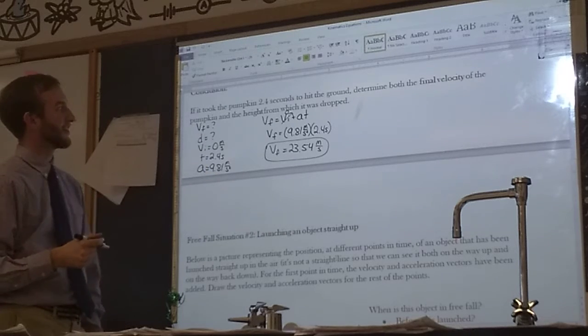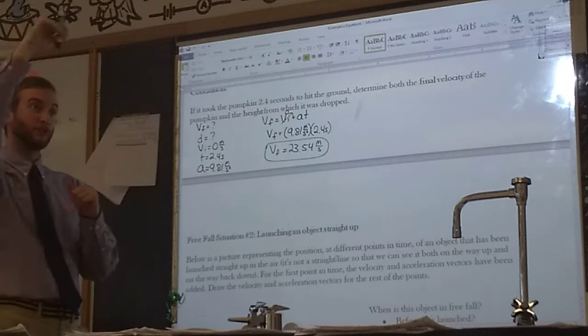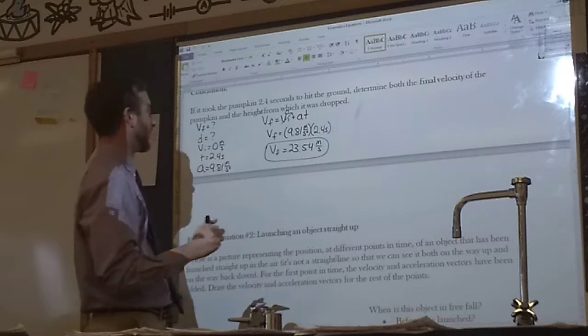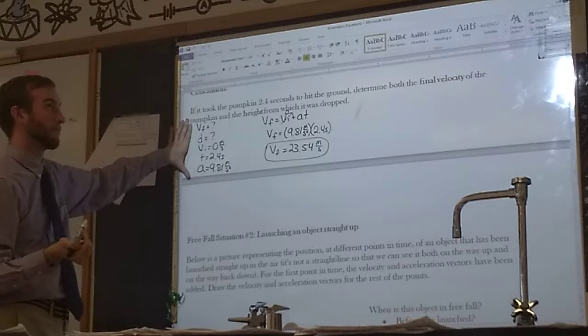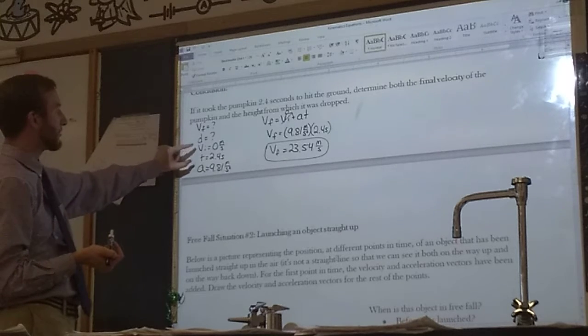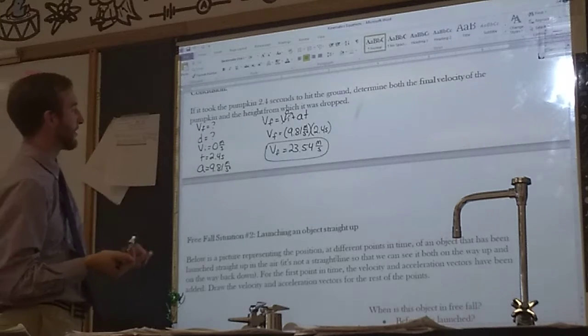We don't need to know that. We do need to know the distance, however, the height from which it was dropped. In other words, the distance it traveled from where it was dropped to the ground. Now I know I actually have a couple choices of equations I can use. I'm going to stick to the one that involves the three things I was given.